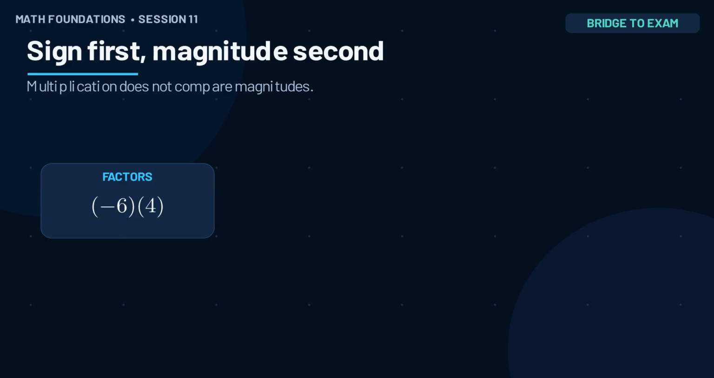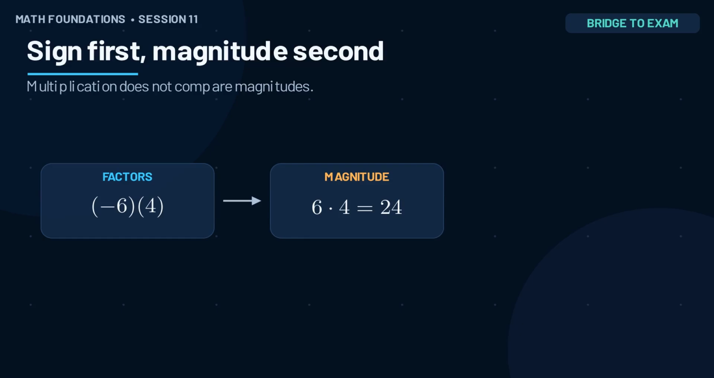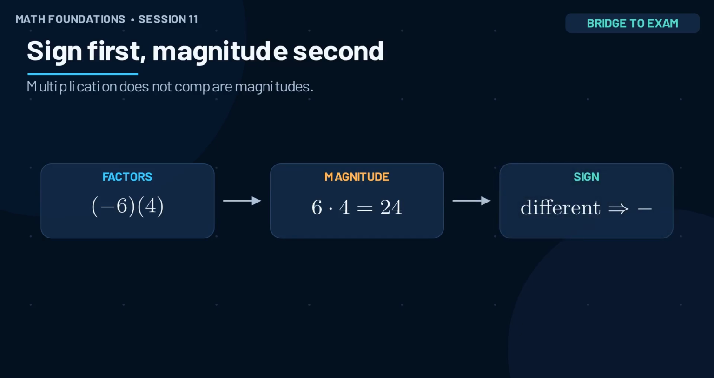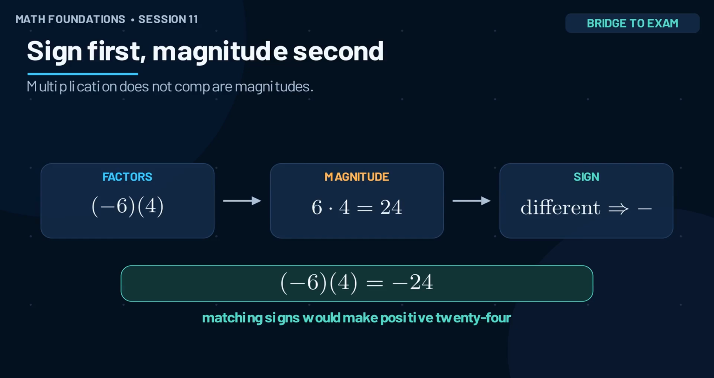Consider -6 times +4. The signs differ, so write a negative sign first. Then multiply the magnitudes. 6 times 4 equals 24. The product is -24. For -6 times -4, the signs match, so the same magnitude becomes +24. Any number times 0 equals 0.